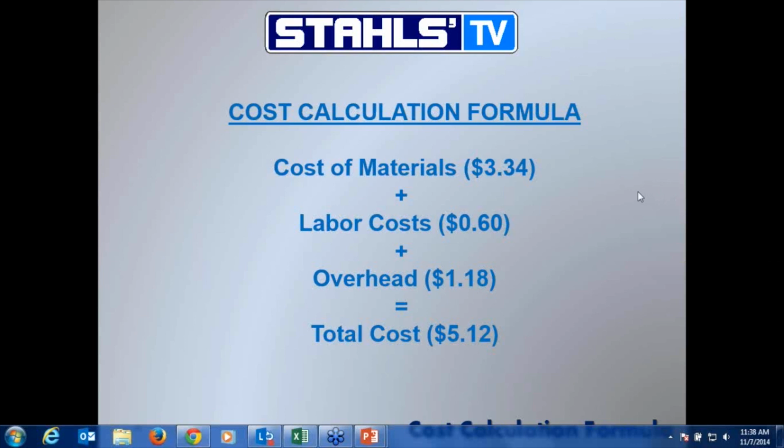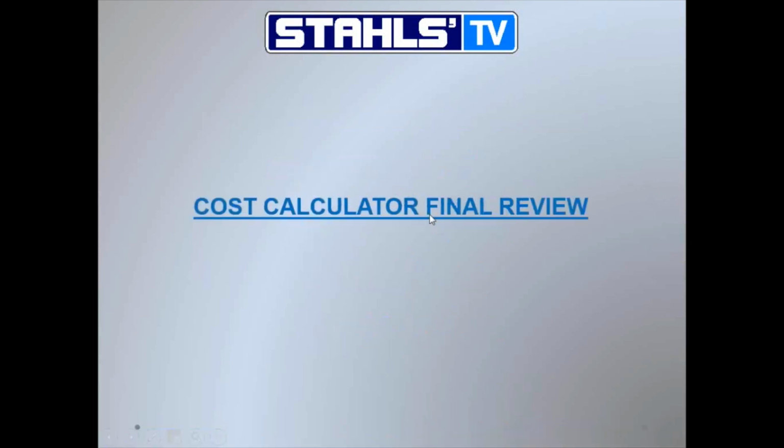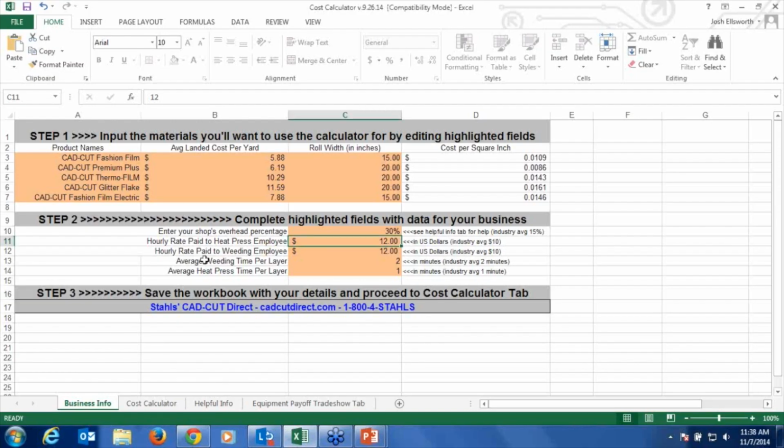Okay. So that's a little bit about cost calculation, and then I just want to go completely through the cost calculator before we input some specific jobs and talk more about setting selling prices after we calculate costs. So let me just review what we've talked about so far because I think we're ahead of schedule.